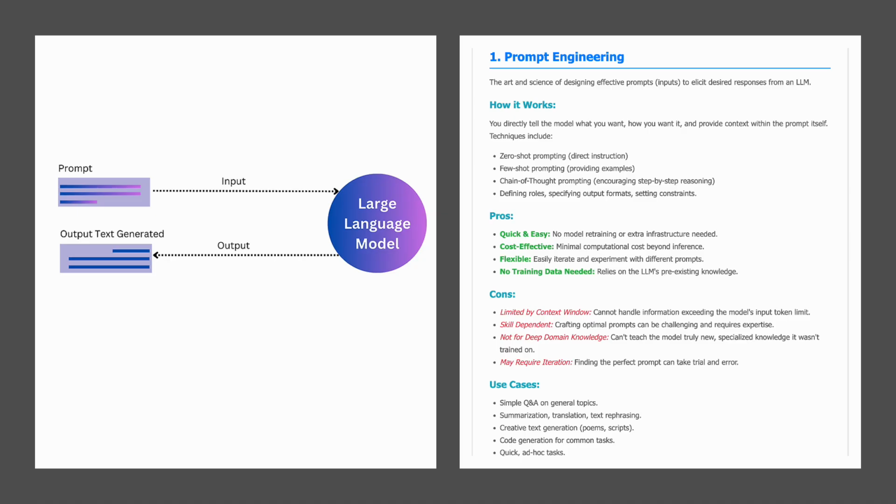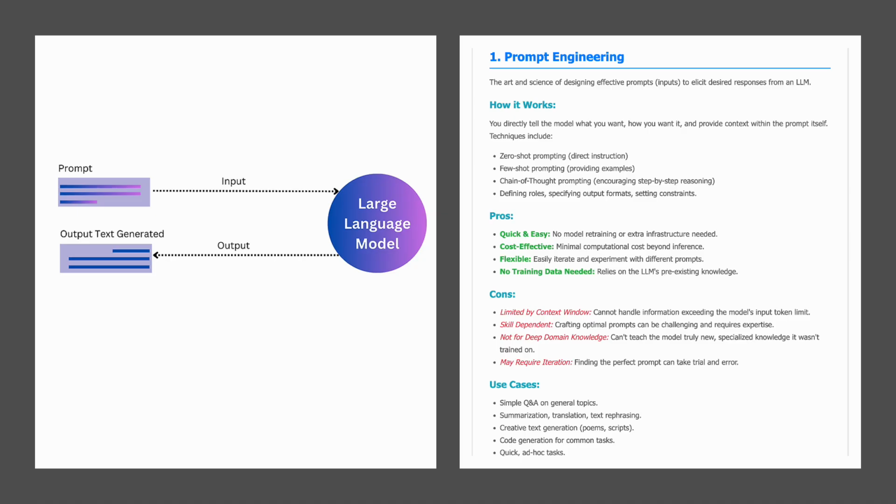However, there are limitations. It's limited by the model's context window. You can only provide so much information in a single prompt. Crafting optimal prompts can be skill-dependent. It's not always straightforward. It's not suitable for instilling deep, new domain knowledge that the model wasn't trained on. And often, finding the perfect prompt may require significant iteration.